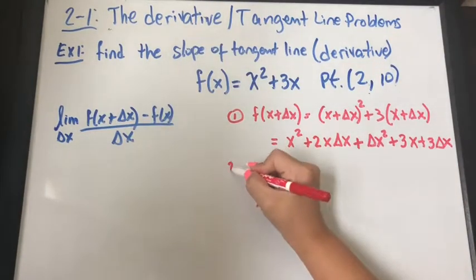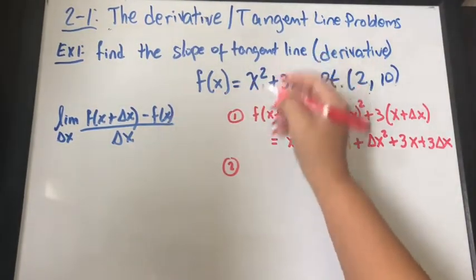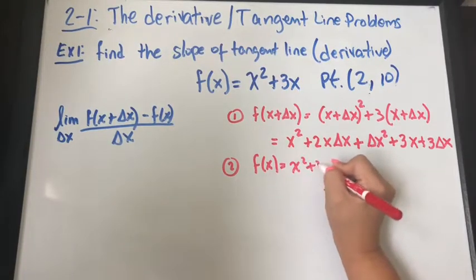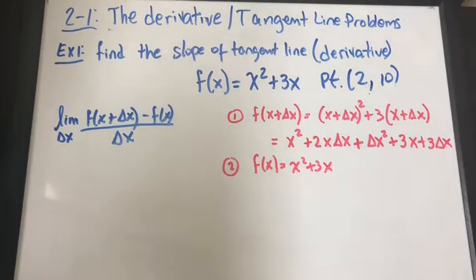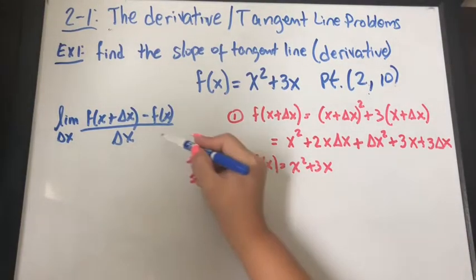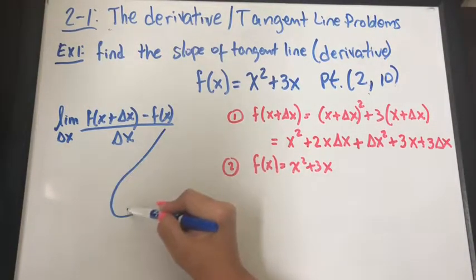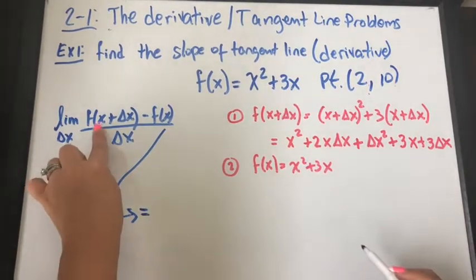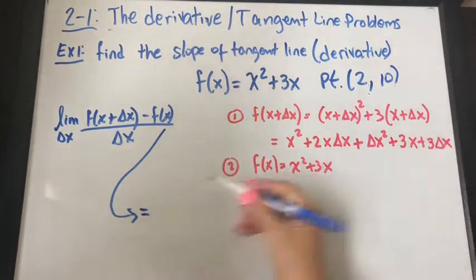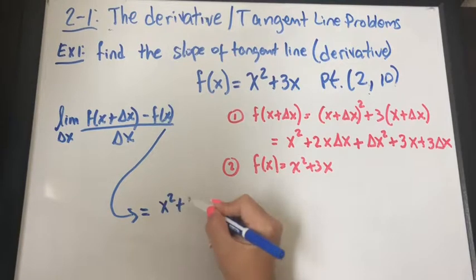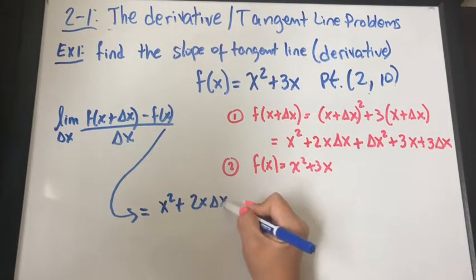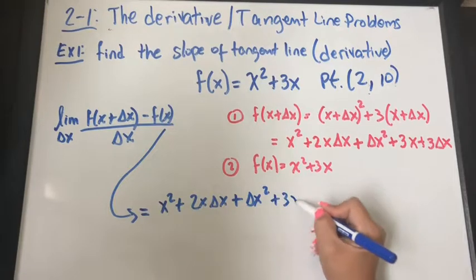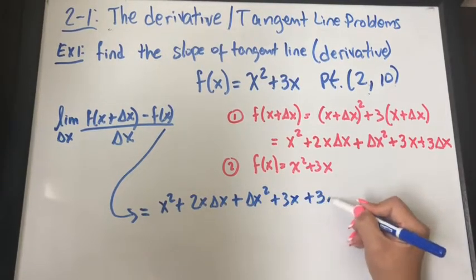Now, my second piece is just going to be f of x, which is that f of x equals 2x squared plus 3x. Since I already have everything set up, now it's time to find this. And what I'm going to do is write it over here because it's going to be long. My x plus delta x is this whole thing, which would be x squared plus 2x delta x plus delta x squared plus 3x plus 3 delta x.